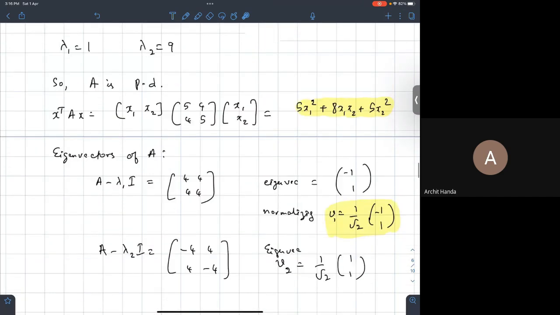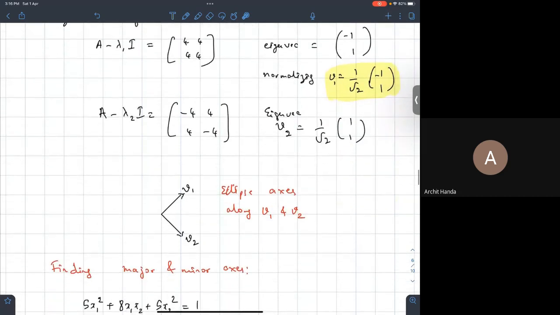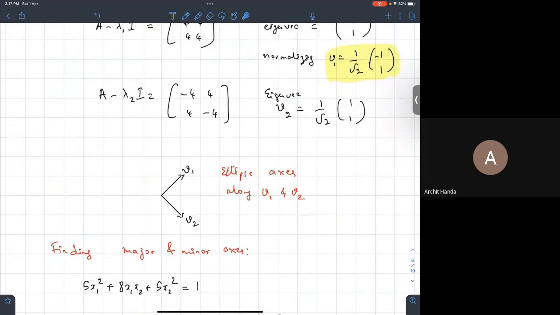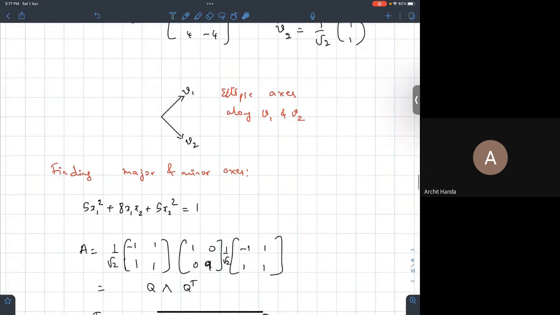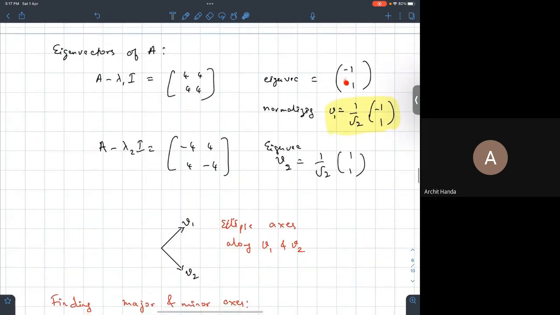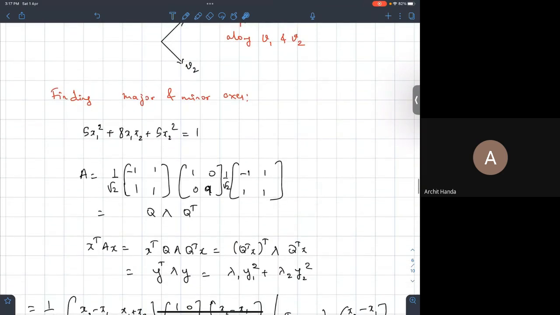So how do I make that up? How do I find the major and minor axis? I'm going to show you some steps which will generalize to d dimensions. And here is where our usual diagonalization or spectral theorem comes into the picture. So I can write A like this. Remember the eigenvectors are these. So I stack them as columns here, and then take its transpose here and throw in the eigenvalues in the diagonal matrix in the middle.